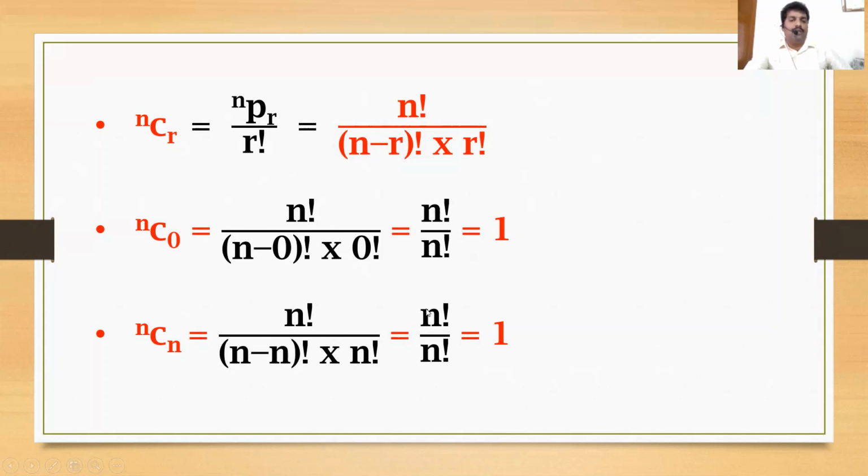That is equal to N factorial divided by N factorial, because here (N minus N) factorial is 0 factorial. 0 factorial value we already know is 1. So N factorial by N factorial is equal to 1. What does it mean? Out of given n things, selecting all n things is equal to 1. Similarly, out of n things, selecting 0 things is equal to 1, that is NC0.